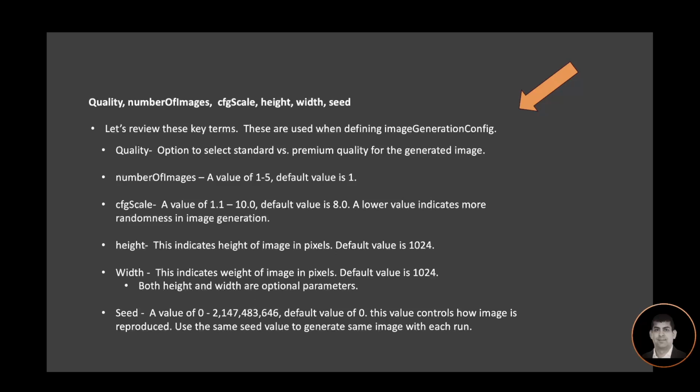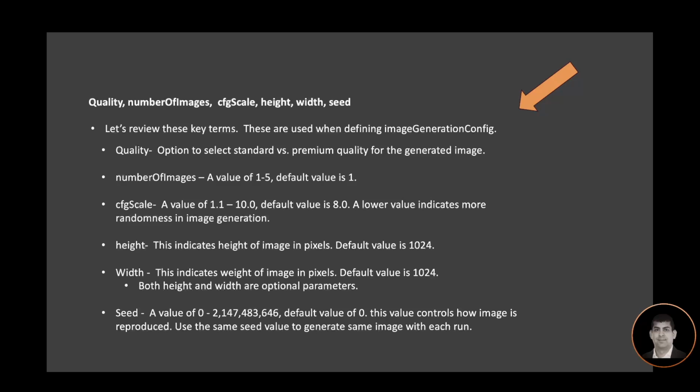Here are a few key terms that you need to be familiar with. These are used when defining the image generation config. So quality, this is the quality of the image. The option to select is standard versus premium quality for the generated image. Number of images, value of 1 to 5, default value is 1. Then there is CFG scale, default value is 8. You can have any value between 1.1 through 10.0.